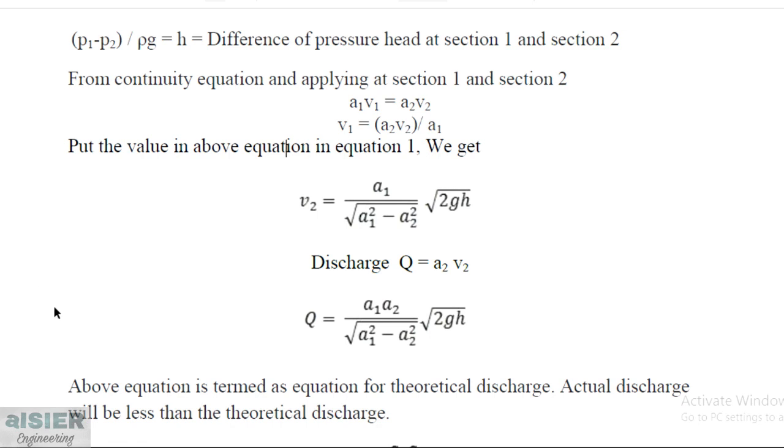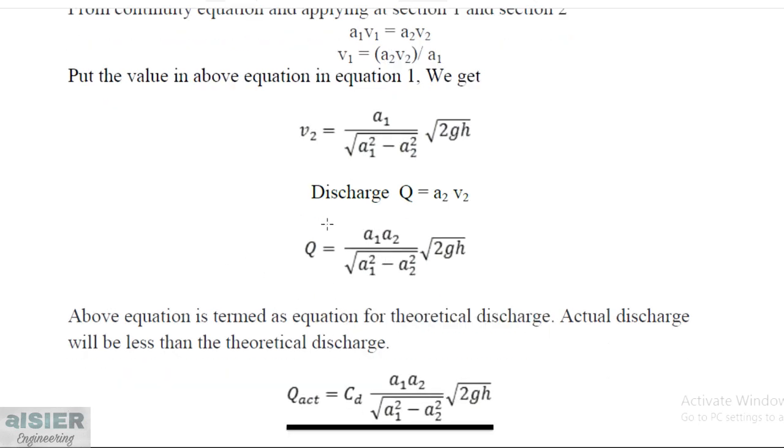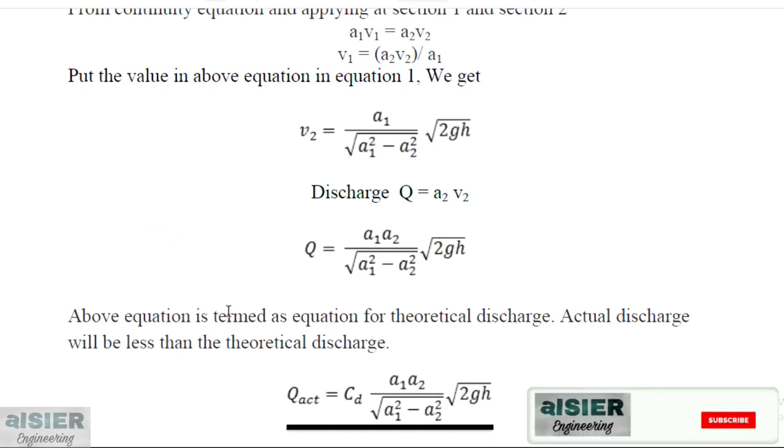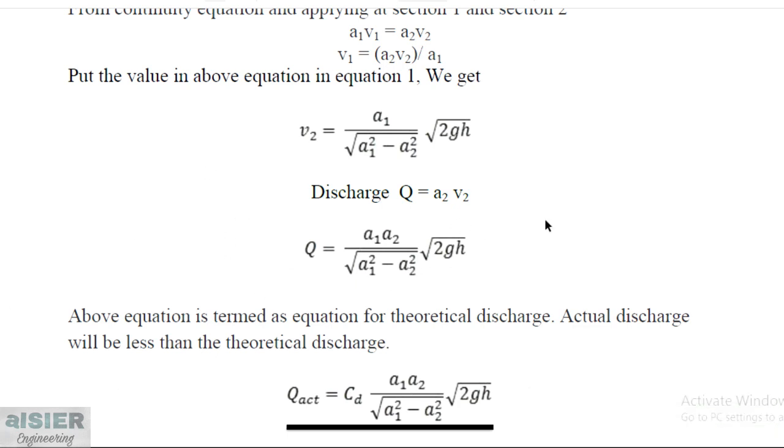From this we know that discharge is nothing but the product of area into velocity. So put the value of velocity in the equation of discharge. So discharge is equal to A1 into A2 upon under root of A1 square minus A2 square, into under root of 2gH. This expression is the theoretical discharge. This expression is used to find the theoretical discharge in Venturimeter.